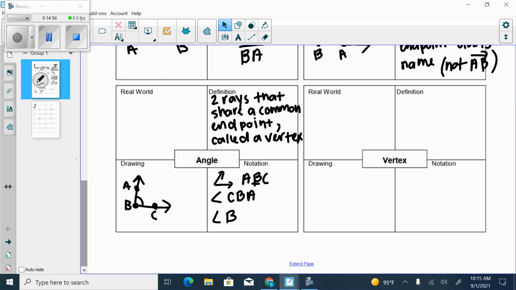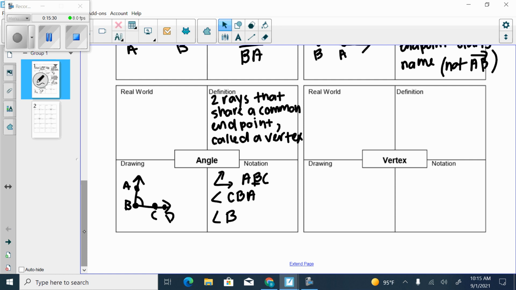Let's say there was another point right here, D. I could not name this DBC, right? Because that would go out of order. D and C are on the same line. You have to pick one from each line. Okay. All right, and I'm sure we could come up with quite a few real world angles, right? We do like where two walls meet, where your desk meets the floor, right? There's tons of examples.